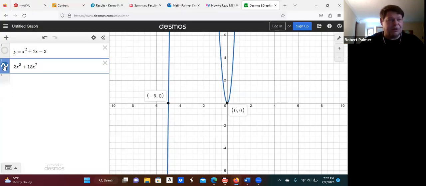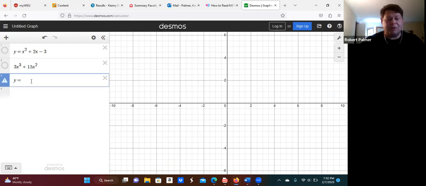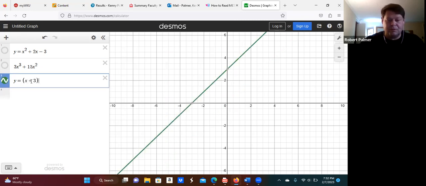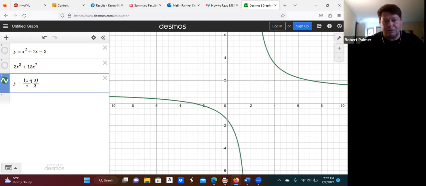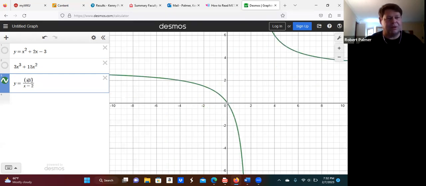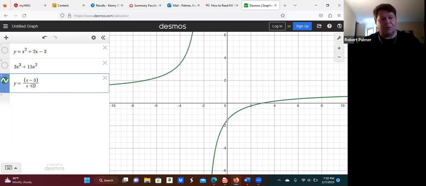And so that was x minus 3 over x plus 2. You can call it y or not. That's going to be y equals. Now here, to do this, you want to do parentheses x plus 3 over x minus 2. Oh, oops, I have that backwards. So x minus 3 over x plus 2. Of course, both could work, interestingly.